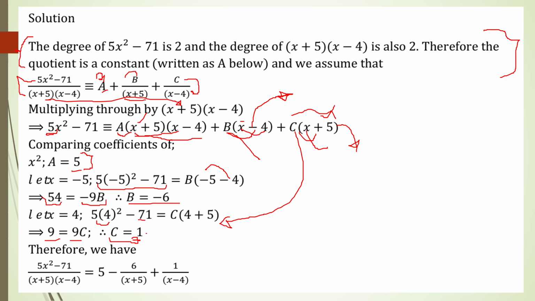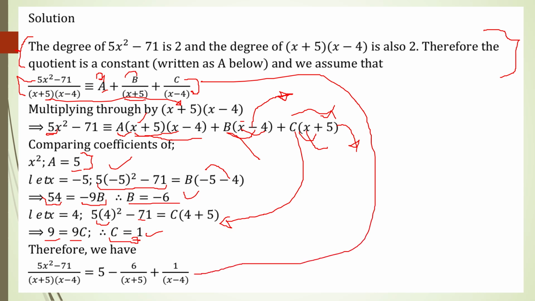After getting all the values c, b, and a, we have to come back and make a general solution for what you have worked out. So you're going to end up with your solution. You say that therefore our fraction, which is 5x squared minus 71 divided by x plus 5 into x minus 4, is going to be the same as our a, we have got it as 5, then minus 6 divided by x plus 5, then plus 1 divided by x minus 4. And that's your answer that was required.